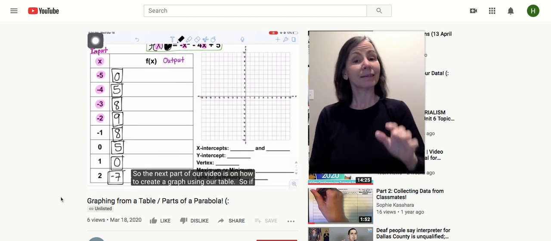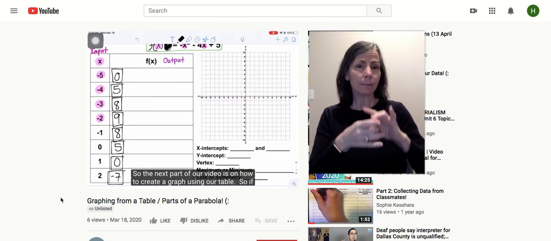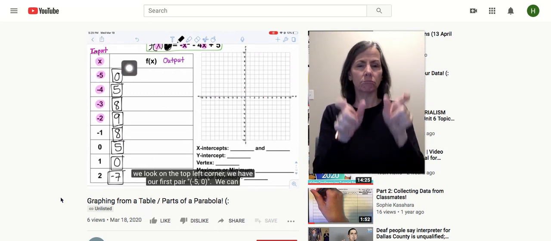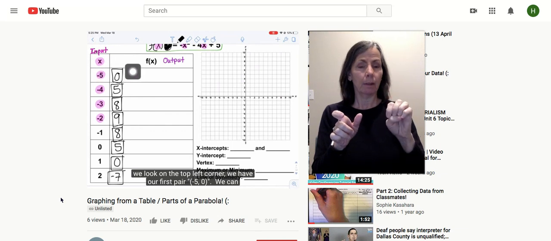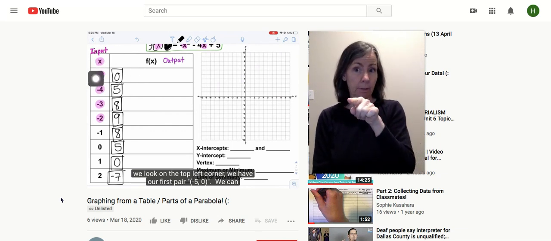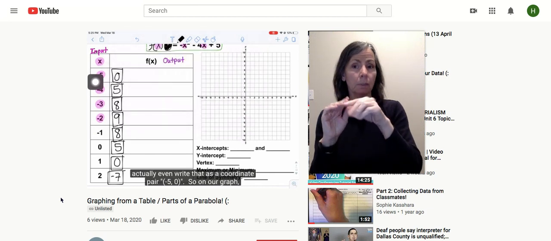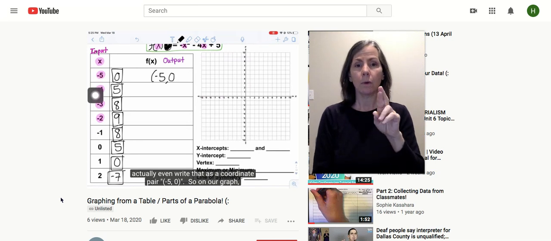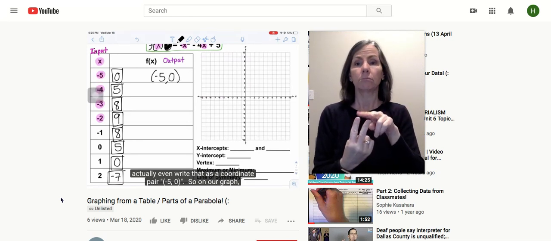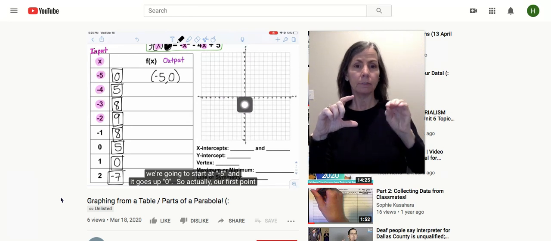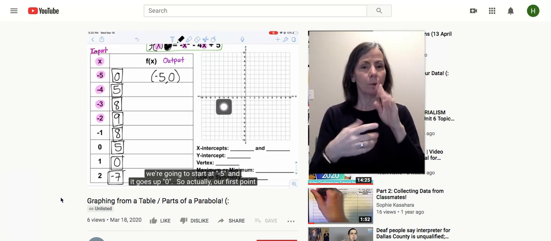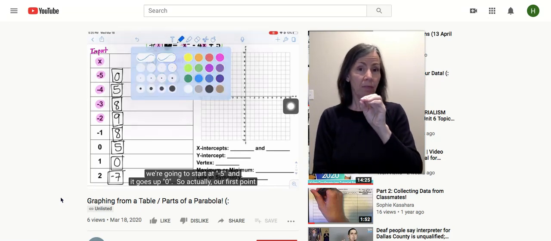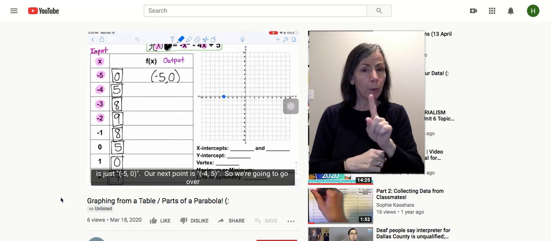Video is on how to create a graph using our table. So if we look on the top left corner, we have our first pair, -5, 0. We can actually even write that as a coordinate pair, -5, 0. So on our graph, we're going to start at -5, and it goes up 0. So actually our first point is just -5, 0.